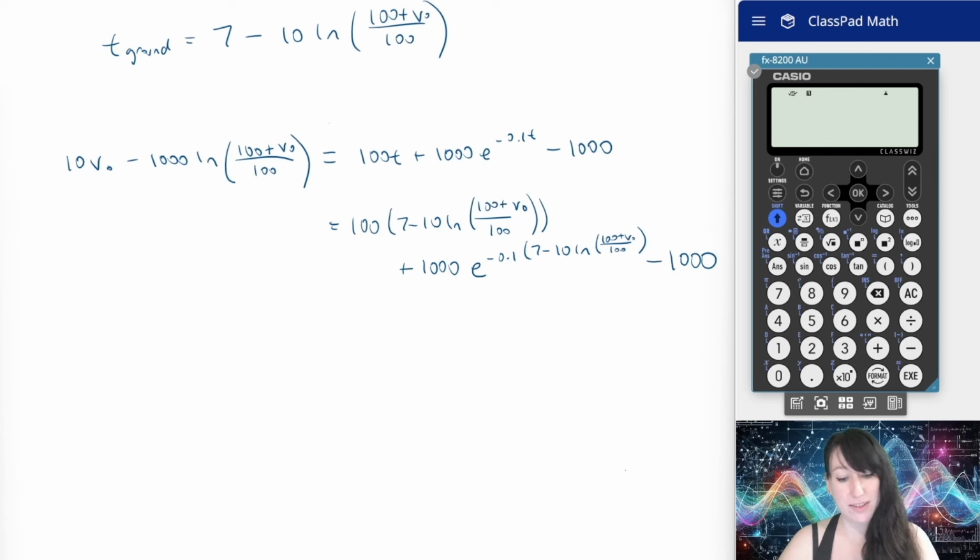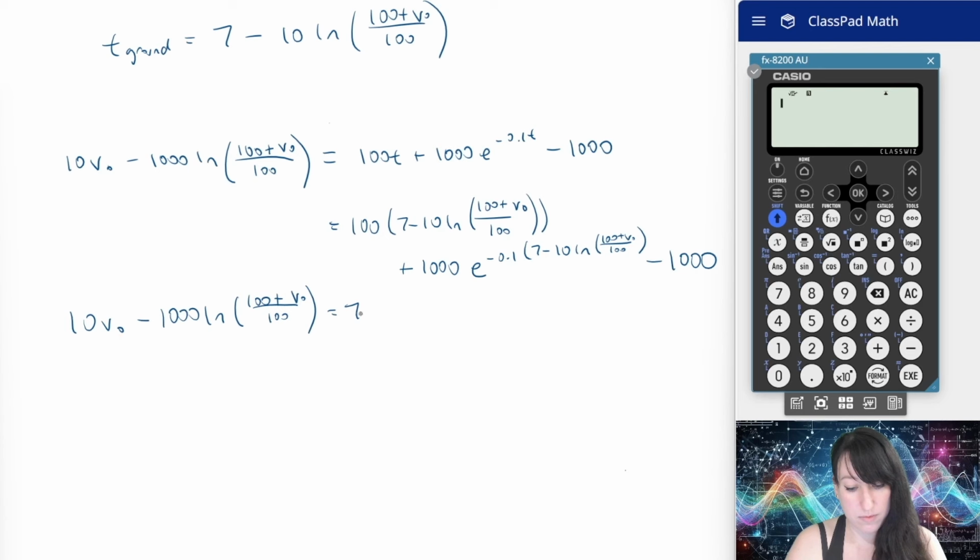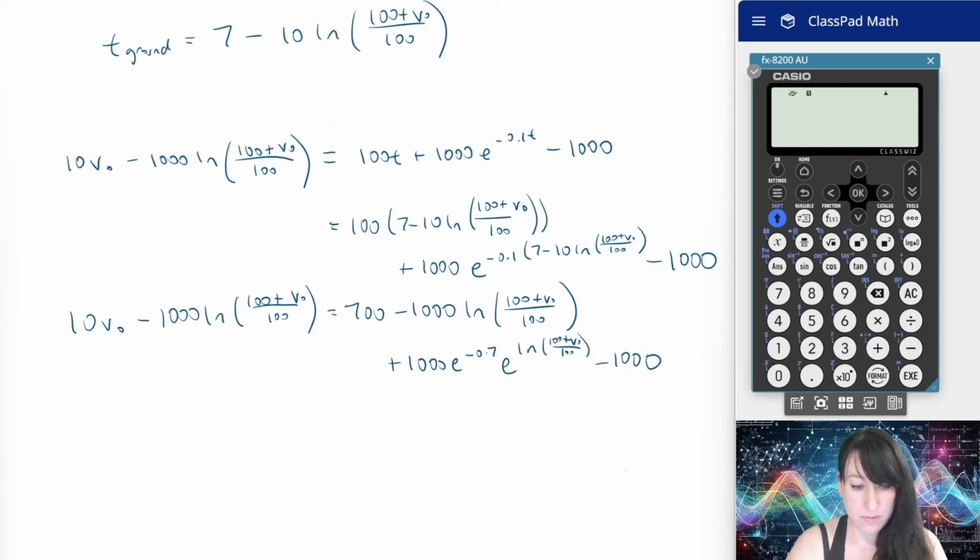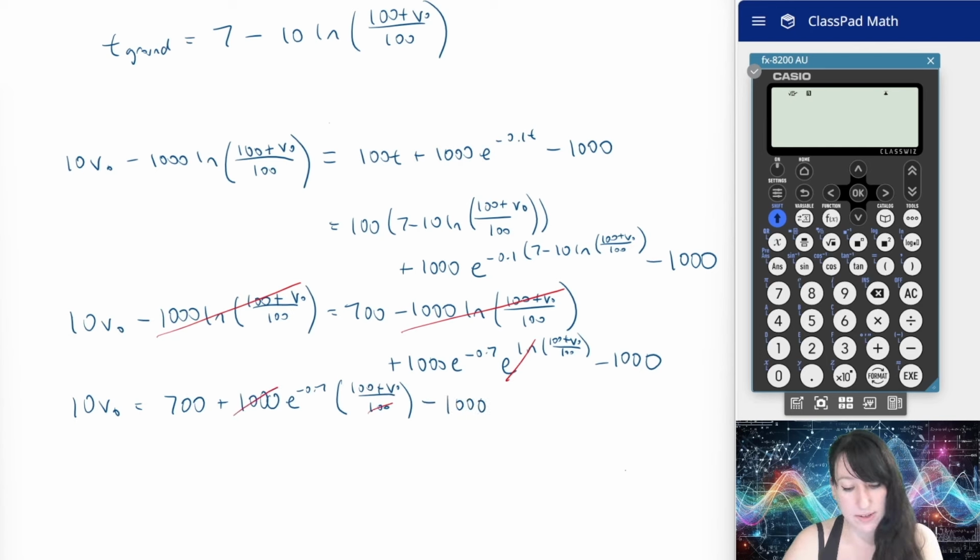Okay, let's solve for v naught. The negative 1000 ln's will cancel on both sides. E to the ln will also cancel here. So we'll have 10 v naught on one side, 700 plus 1000 e to the negative 0.7 times 100 plus v naught over 100 minus 1000. So this will simplify a little bit to 10.